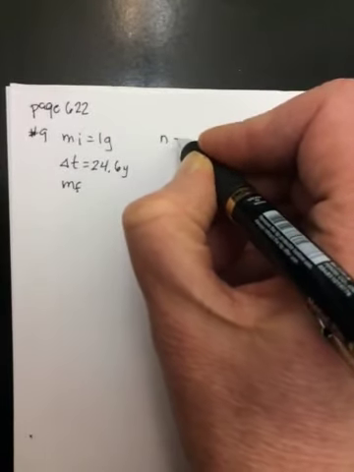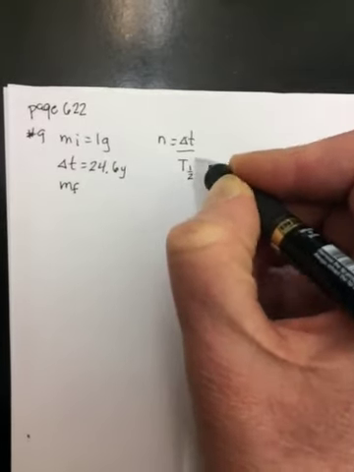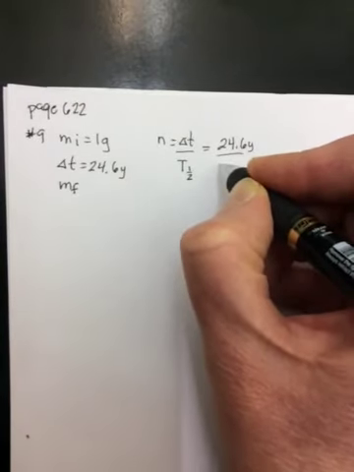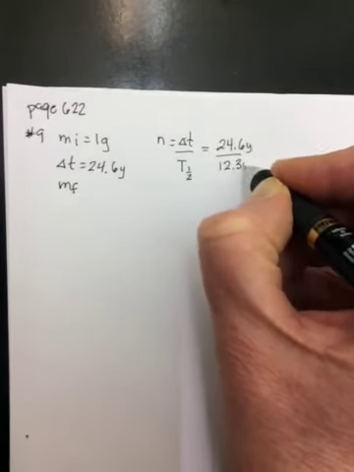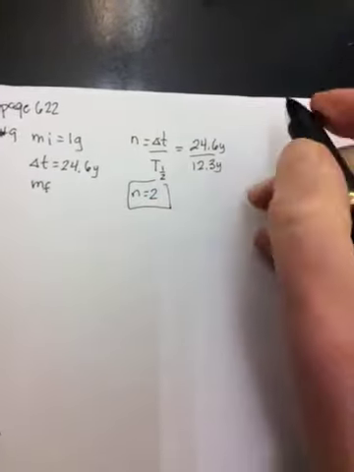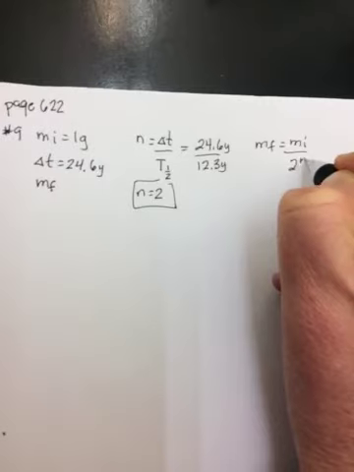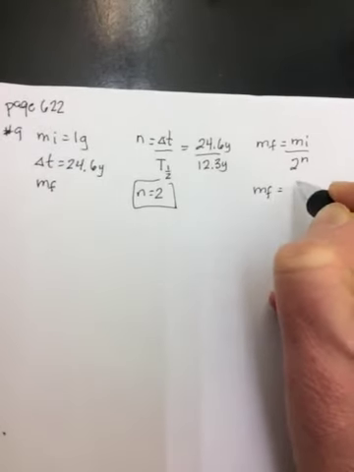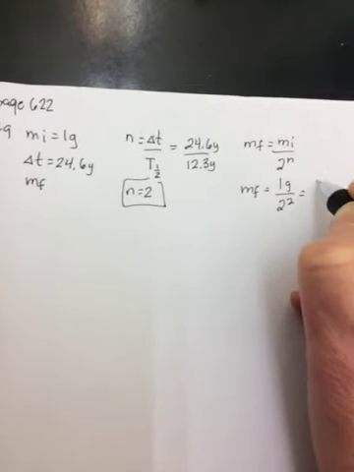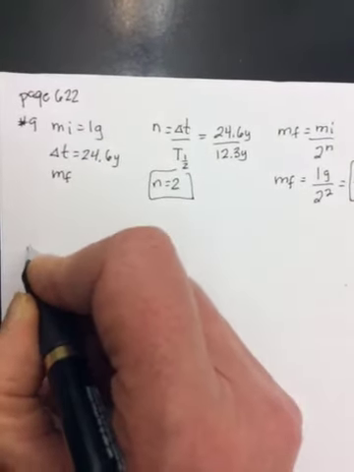So we know that the number of half-lives is equal to the delta T over the time for one half-life. And if you look back on your chart on the previous page, you'll find out the time for one half-life is 12.3 years, which is very convenient because it means N equals 2. Okay? So MF is equal to MI over 2 to the N. So MF is equal to 1 gram over 2 to the 2, which is 4. So 1/4 of a gram, or 0.25 if you'd rather.